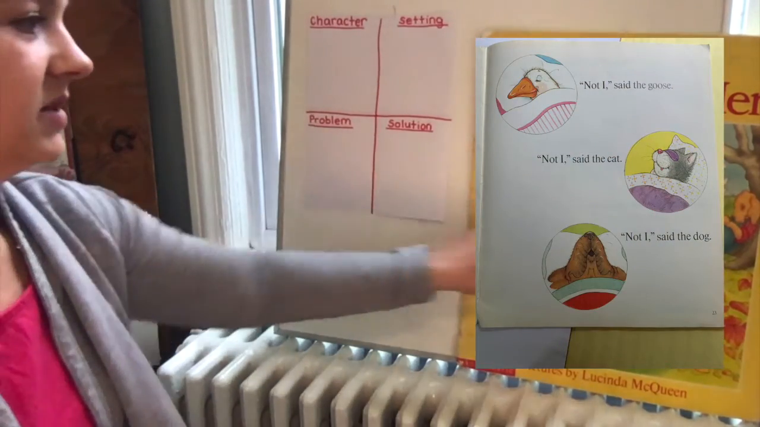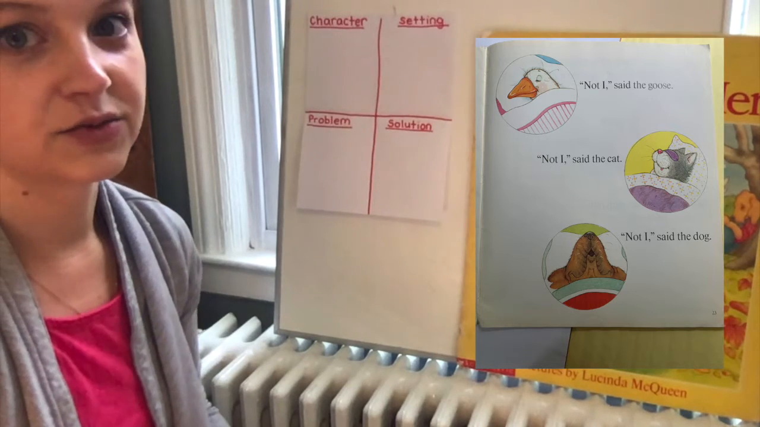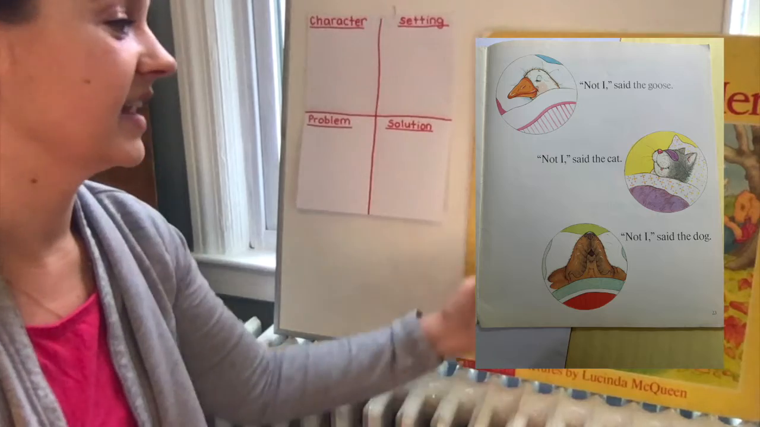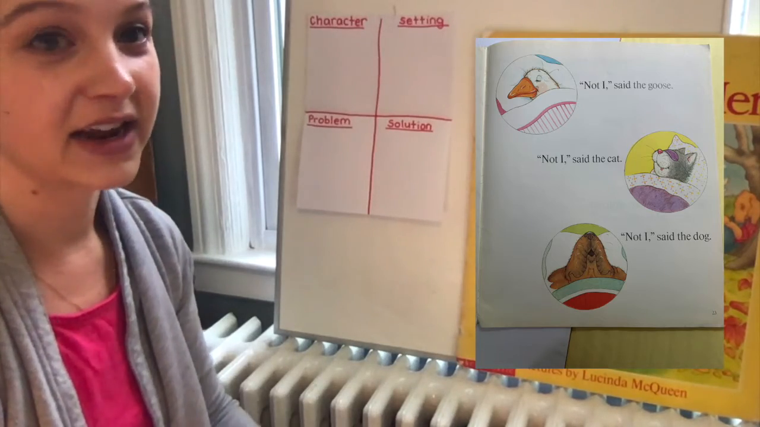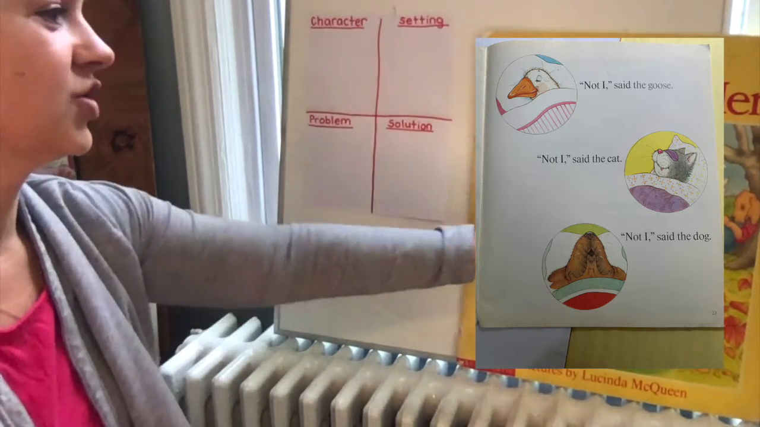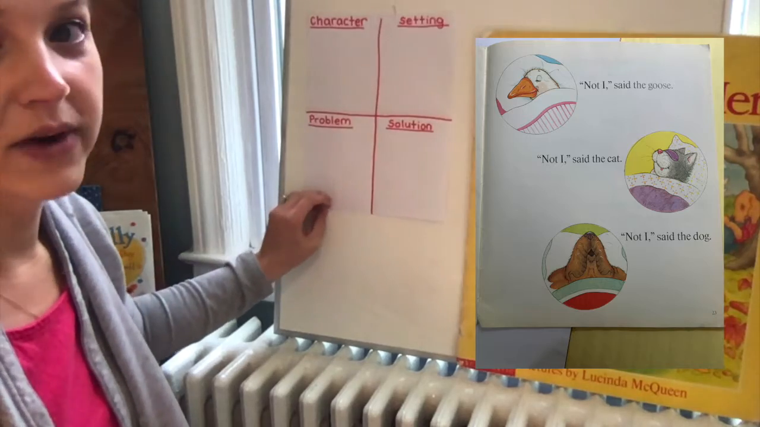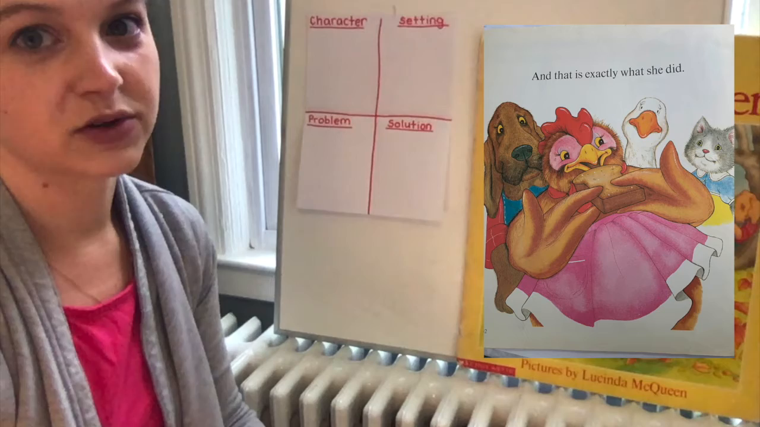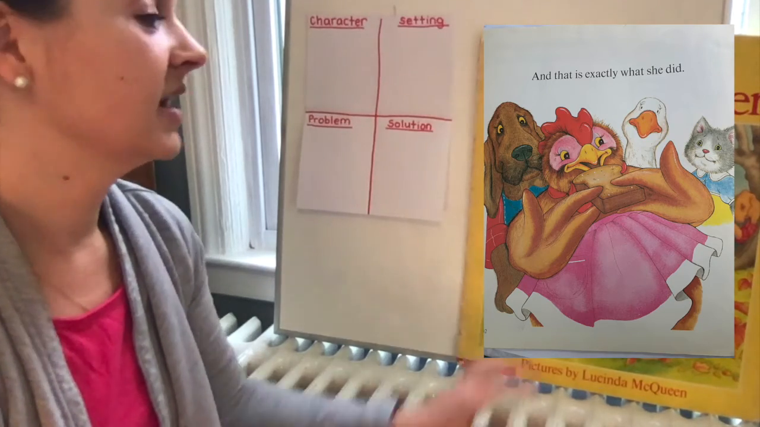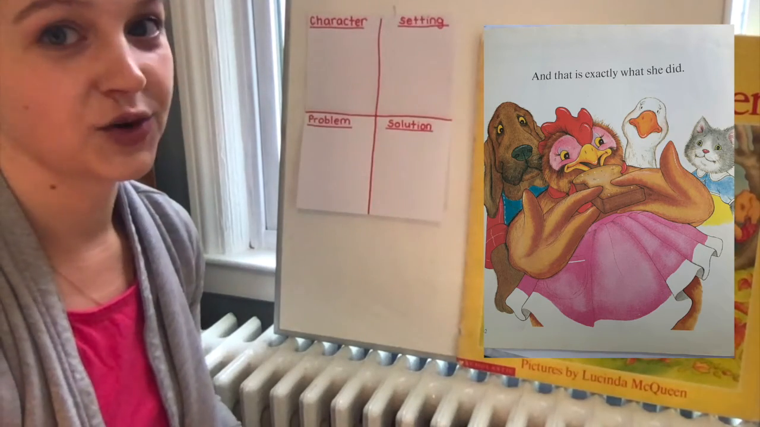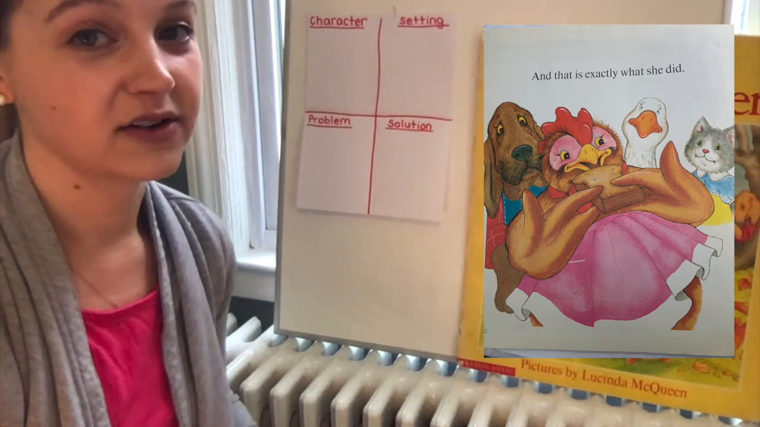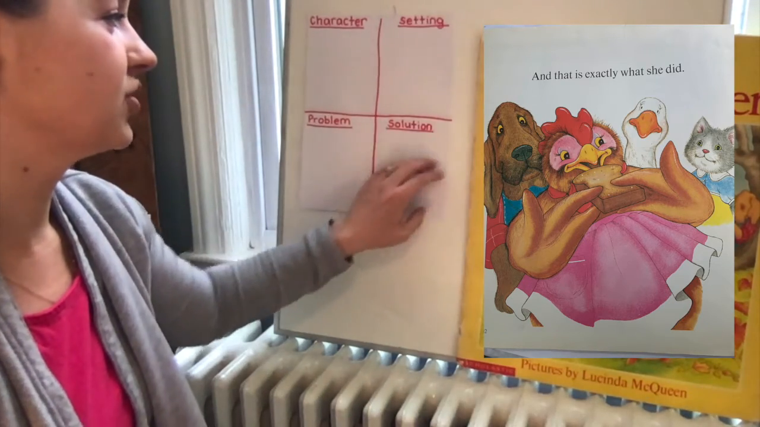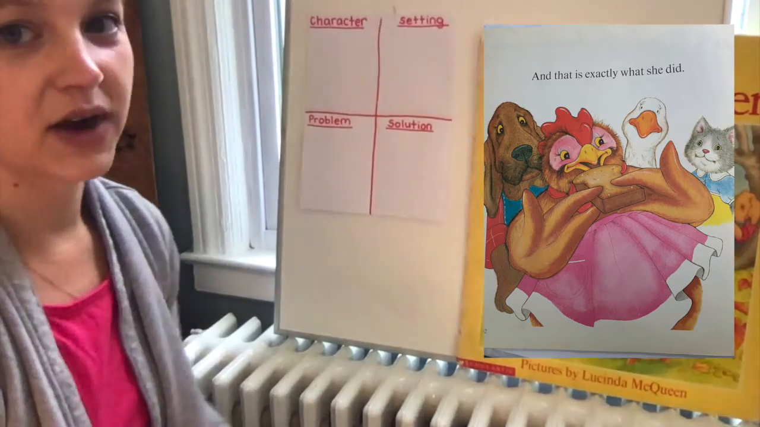For the problem today, we noticed that the Little Red Hen kept asking her friends if they would help, and they keep giving her the same answer. So see if you can find a way to show that in your picture or write a short sentence about it. And lastly, the solution in this book talks about the very end. At the end, when the Little Red Hen has her bread, think about whether or not she shared with her friends. And for that solution picture, you can draw a picture of it and you can write a short sentence if you would like.